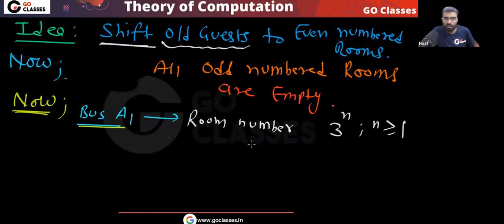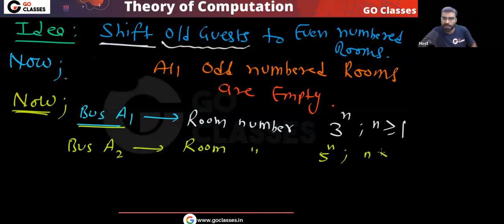This bus you put in these rooms. Where will you put the next bus? The next bus you put in room number 5 power n, n greater than or equal to 1. Where will you put the next bus? In room number 7 power n, n greater than or equal to 1.